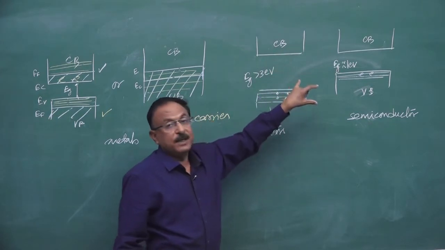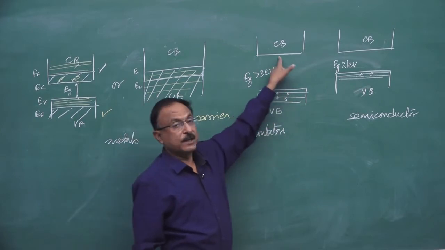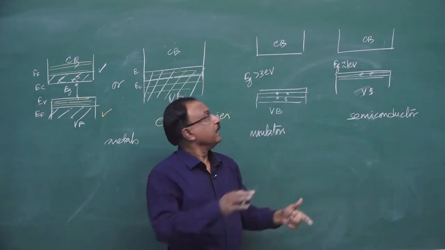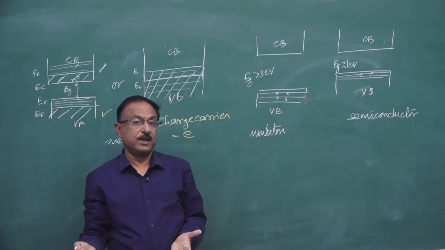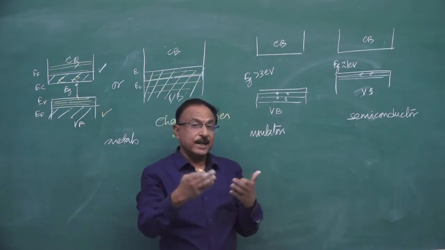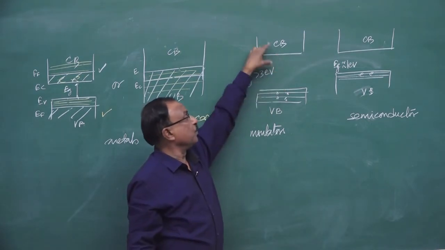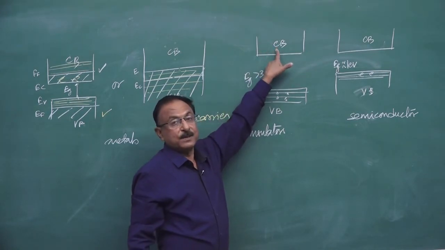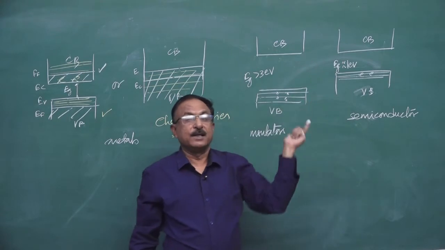So the substance behaves like an insulator. The substance behaves like an insulator in this case because electrons are not present in the conduction band under normal conditions. There are no free electrons to move around, and even when you change the condition, when you supply energy, it is not possible for the electron to go from the valence band to the conduction band. So this substance will behave like an insulator.